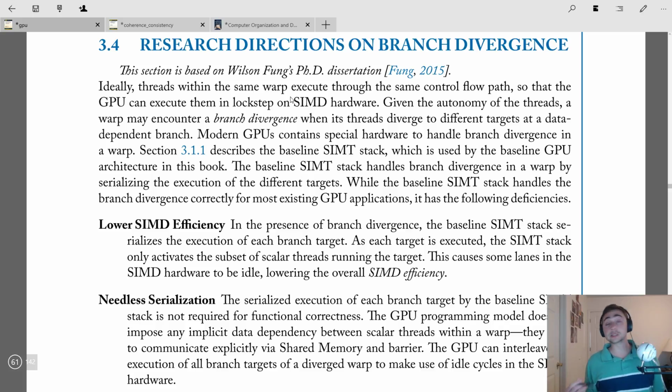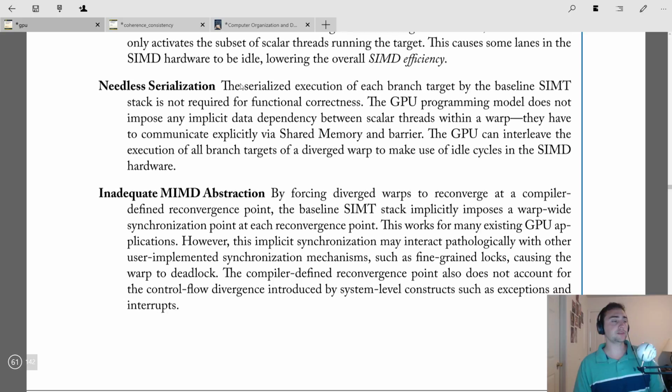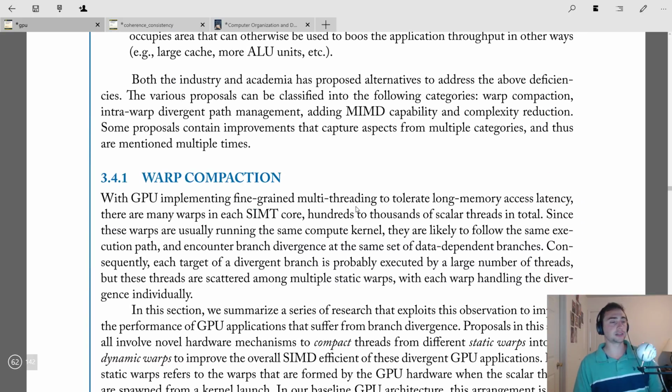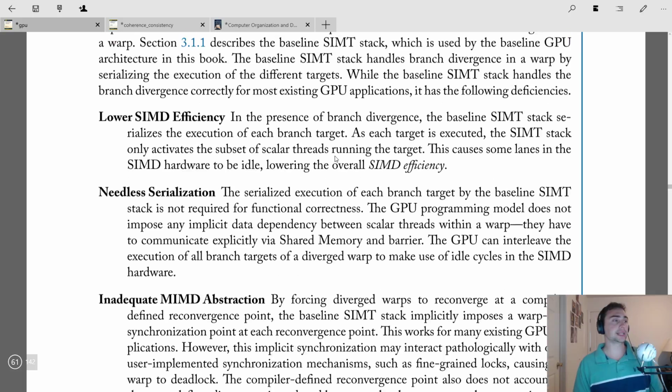In this episode of Fundamentals of GPU Architecture, we're going to be looking at some of the research directions on branch divergence. Now, in this episode, we're going to be focusing on the first section and the first set of papers that deal with this, specifically talking about warp compaction. So let's go ahead and get started.